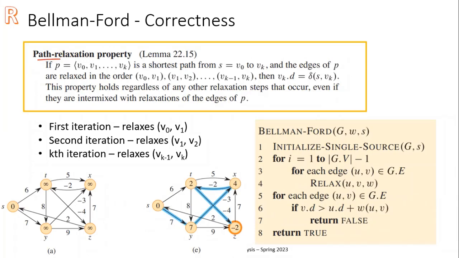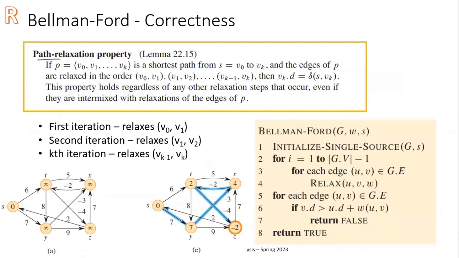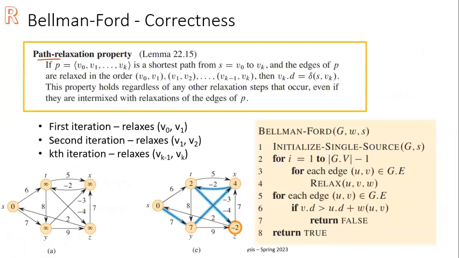And I'm not going to go over that. However, the path relaxation property was in turn based on the convergence property. So let me repeat the convergence property, because while the path relaxation property was used for the Bellman-Ford algorithm, the convergence property is going to be used for Dijkstra's. The convergence is a little easier as compared to path relaxation.